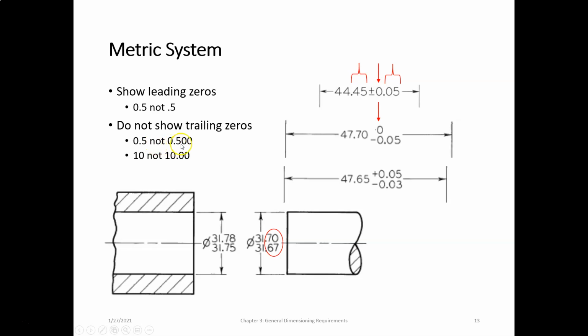Not 0.500. So these two trailing zeros would not be shown. 10 instead of 10.00. Again, no trailing zeros.